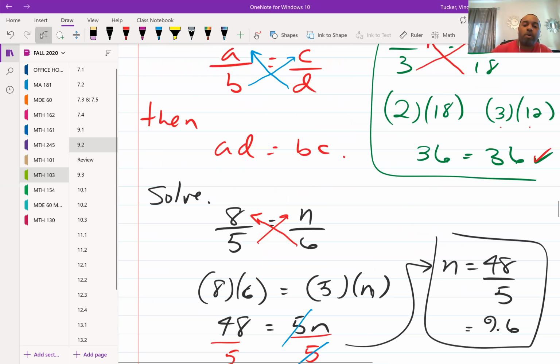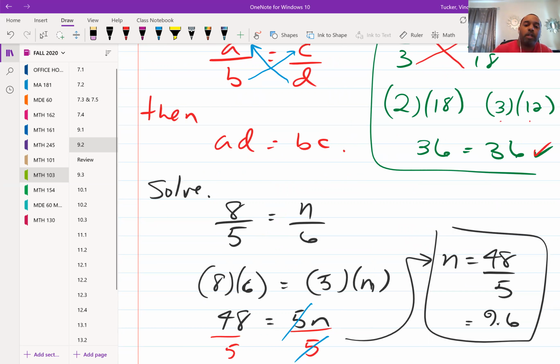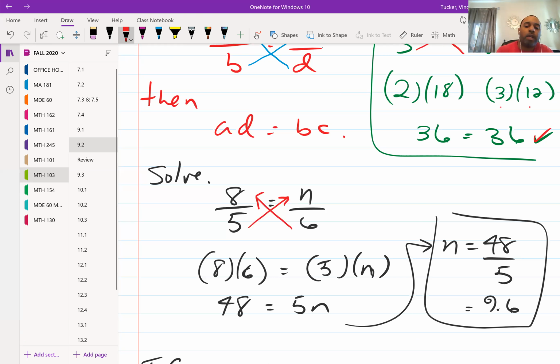All right, so we're going to use the same process to solve. If we have 8 over 5 equal to n over 6, cross multiply. Take the 6 up to the 8, 5 up to the n. 8 times 6 is 48, 5 times n is 5n. Then just divide by 5. 48 divided by 5 is 9.6.